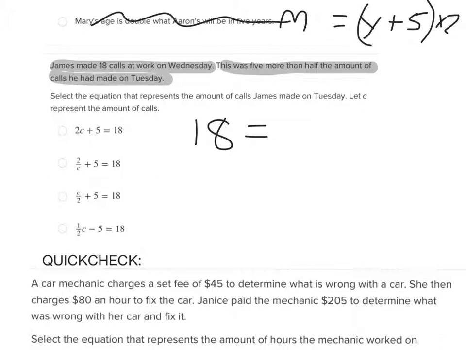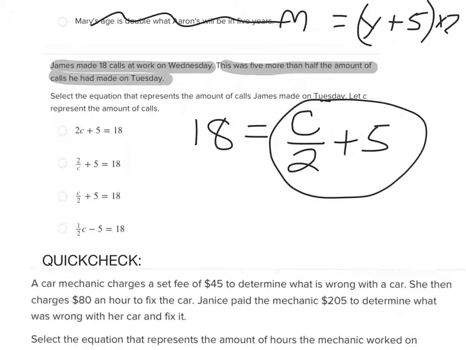So half the amount of calls on Tuesday would be C divided by 2. That was 5 more than half of that, so you have to add 5 to that. So there's the equation. See which one matches up with that. I'm looking for C over 2 plus 5. Here it is, C over 2 plus 5. That's the correct answer.